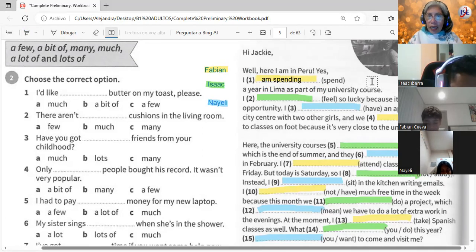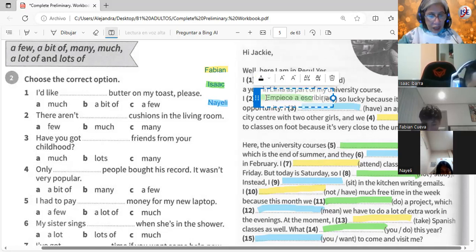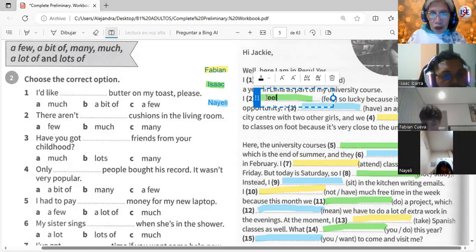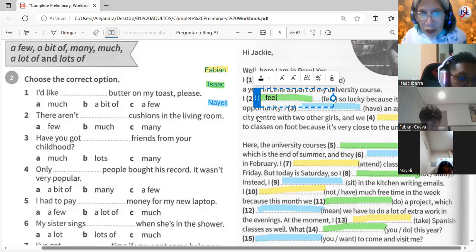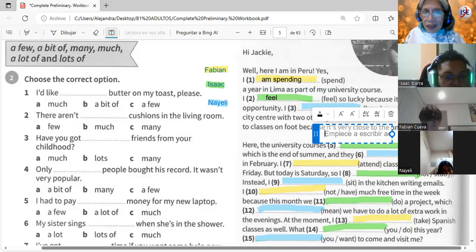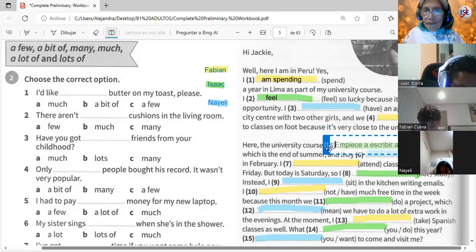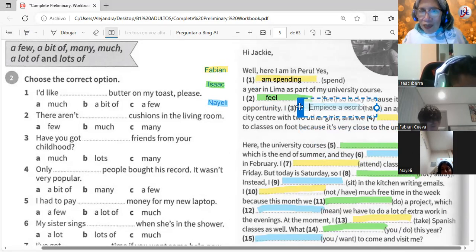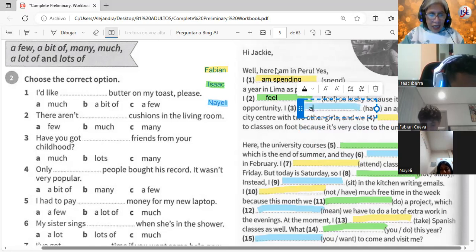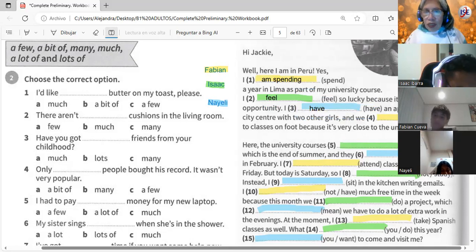Isaac, next, I feel so lucky because it is, not an action verb. I feel so lucky because it's a fantastic opportunity. Nayeli, I have. Excellent. I have an apartment in the city center with 2 other girls.